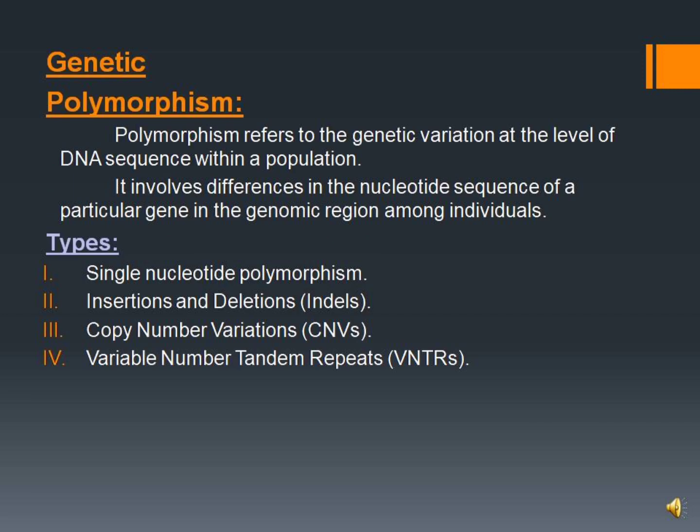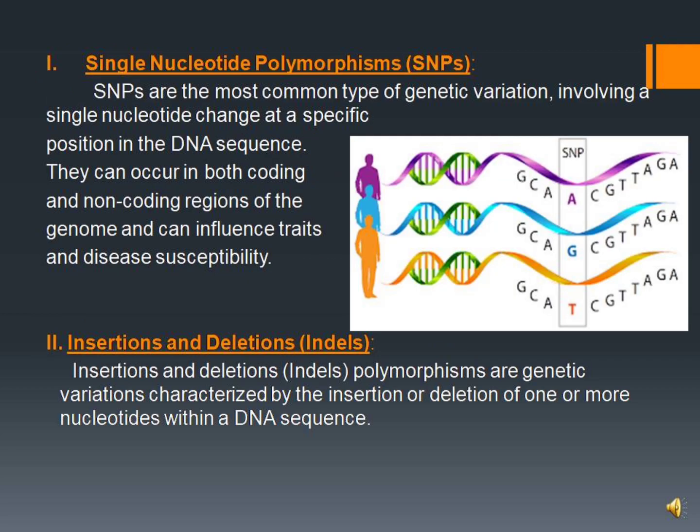Genetic polymorphism refers to the genetic variation at the level of DNA sequence within a population. It involves differences in the nucleotide sequence of a particular gene in the genomic region among individuals. There are four main types of genetic polymorphism: single nucleotide polymorphism, insertion and deletion polymorphism, copy number variations, and variable number of tandem repeats. Number one, single nucleotide polymorphism or SNPs.